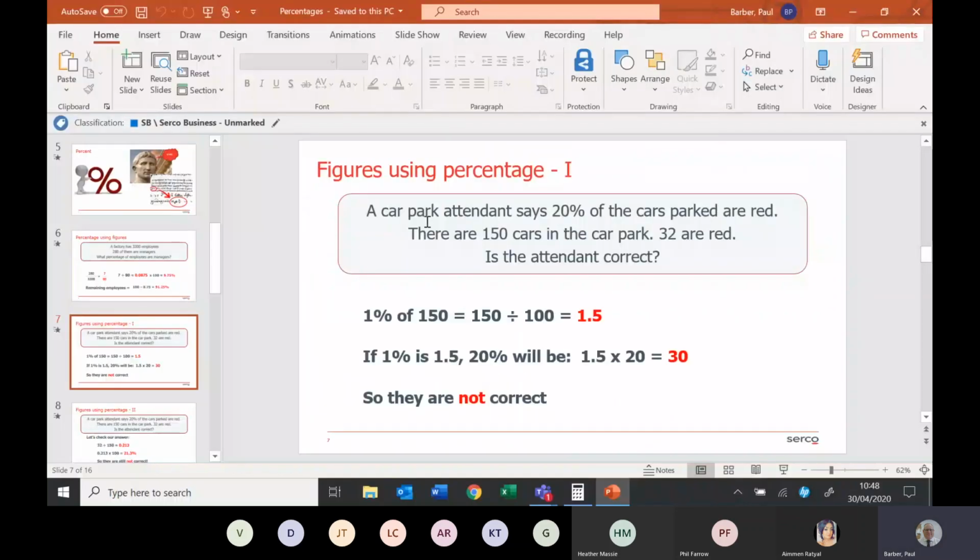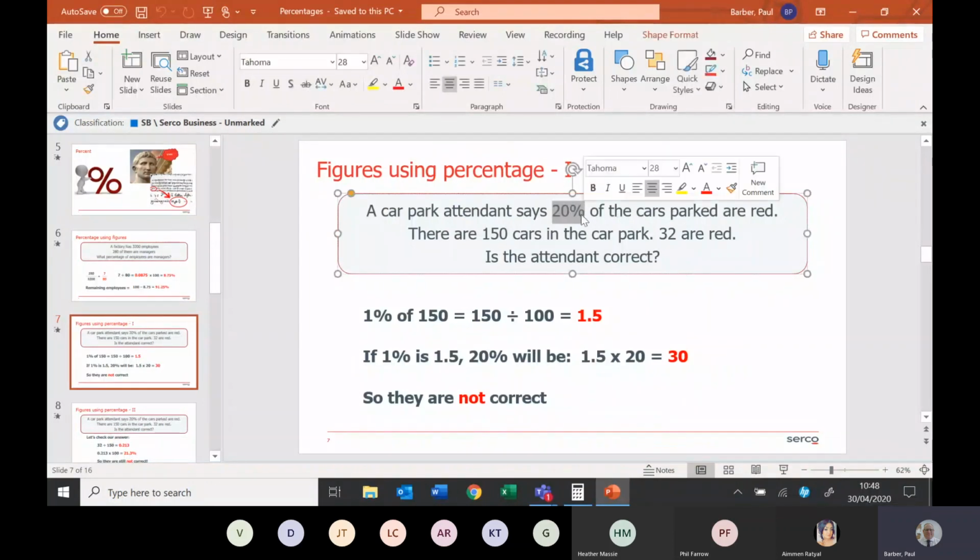So we had here, sorry, I just skipped that question, didn't I? So the question here is a car park attendant says that 20% of the cars parked are red. There are 150 cars in the car park and 32 of them are red. Is the attendant correct? So we're actually checking whether he or she is correct on this point. So we've got 20%, but actually we're using the numbers. We know we've got 150 cars, of which 32 are red.